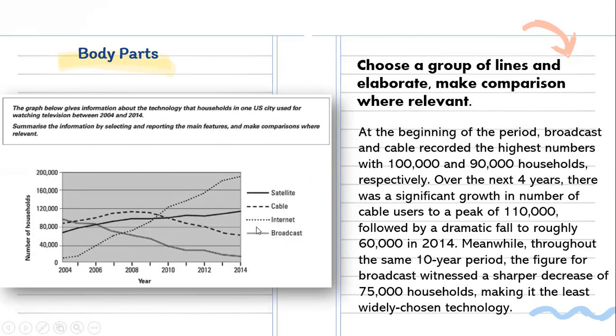Why did I choose these two? Because you can see here they all underwent a downward trend. You just need to compare the starting points and the ending points to reach this conclusion. And I think it is easier to pick out things that are similar to each other. So you can use words like likewise or meanwhile. It is much easier.